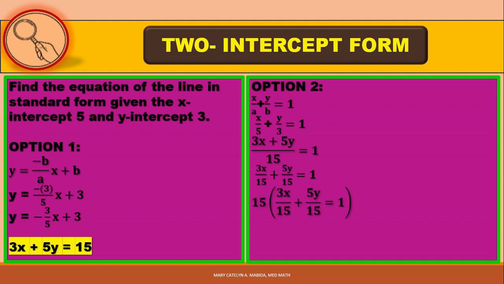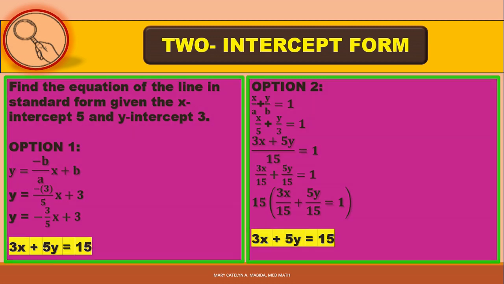Since the form is in the fraction form, multiply both sides of the equation with the GCF, which is 15, to cancel the denominator. Notice that the answer using the formula in option 1 is just the same as the formula in option 2. The common formula used is option number 2.